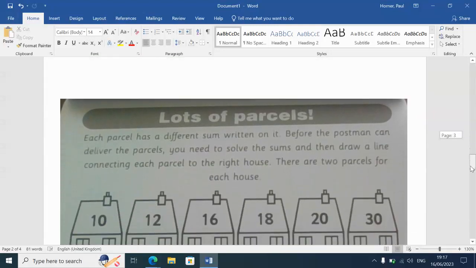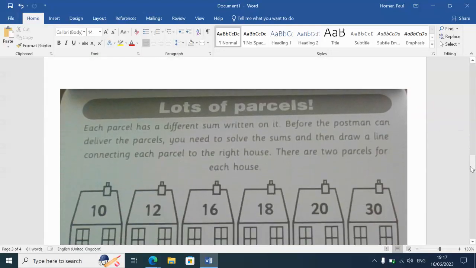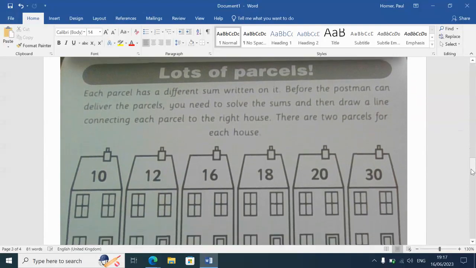Okay, lots of parcels. I think in one of my lessons I mentioned Amazon. So pretend we're an Amazon driver here. Each parcel has a different sum written on it. They've got postman here, but we're going to go with Amazon driver. Before the Amazon driver can deliver the parcels, you need to solve the sums and then draw a line connecting each parcel to the right house. There are two parcels for each house.